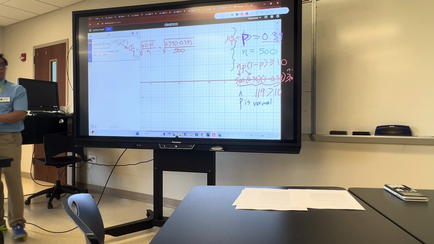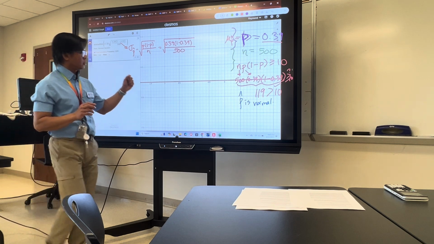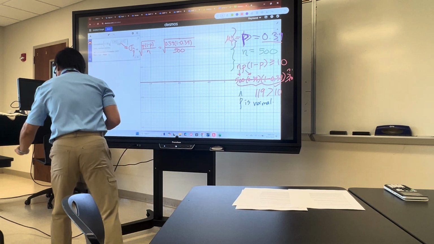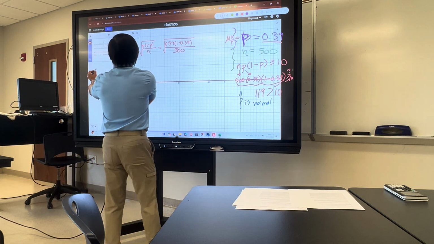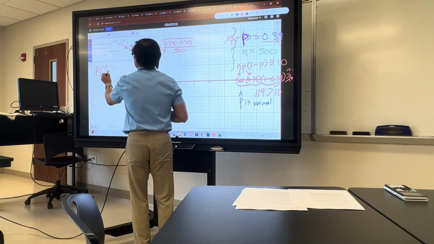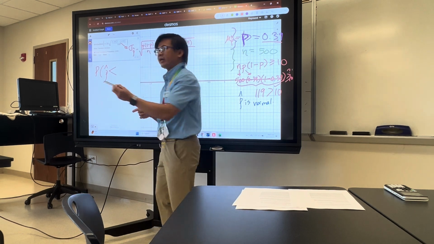Now, what did we say a while ago? What we need to get? Can you read it again, guys? What we're trying to get? Less than 38%. Right. The probability that the sample proportion is less than 0.38. 38%.